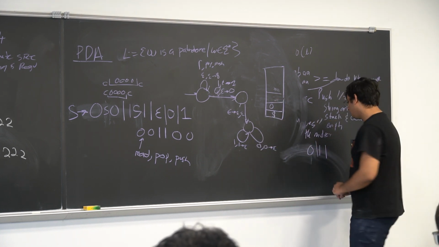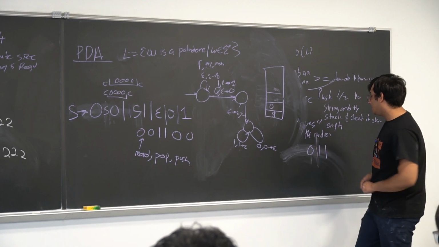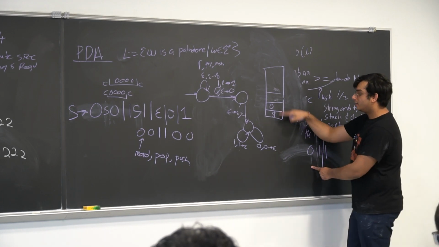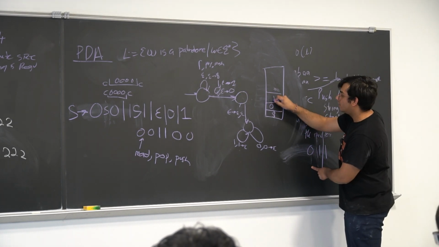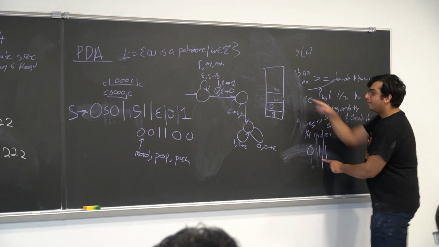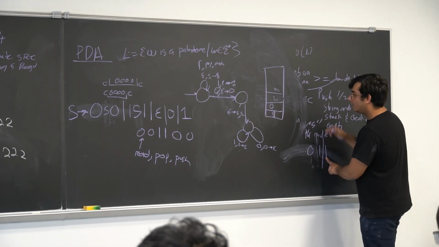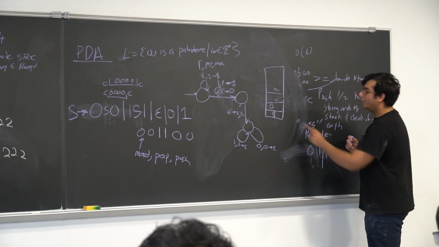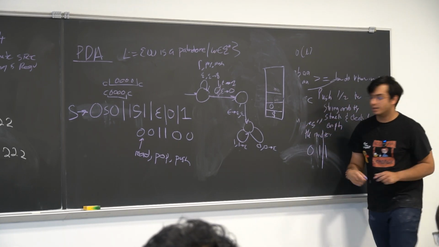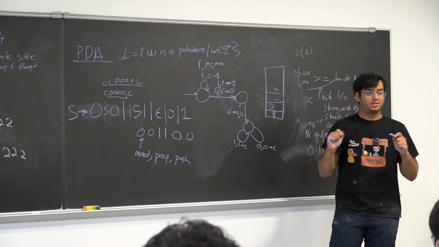It fails. Let's say I make the guess here instead. I'm like, okay, read a 0, push it onto the stack. Read a 1, push it onto the stack. Okay, I'm non-deterministically guessing I'm halfway through the string. So I pop a 1 off the stack. But oh no, my stack's not empty. It still has a 0 remaining. What's up? You have a question?